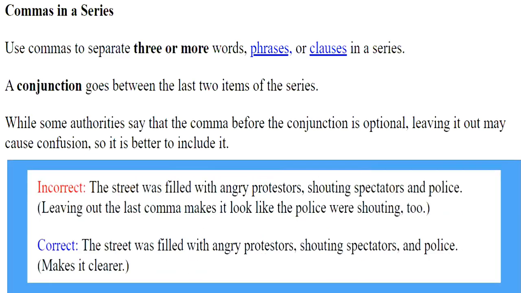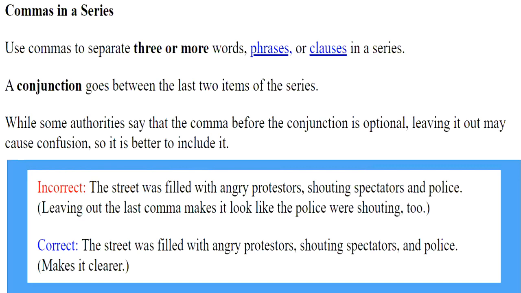Okay, the street was filled with angry protesters, shouting spectators and police. Leaving out the last comma makes it look like the police were shouting too. So that's incorrect. So to make it correct, you put a comma after the word spectators to make it clearer. So that's the correct answer. The street was filled with angry protesters, shouting spectators, comma, and police.